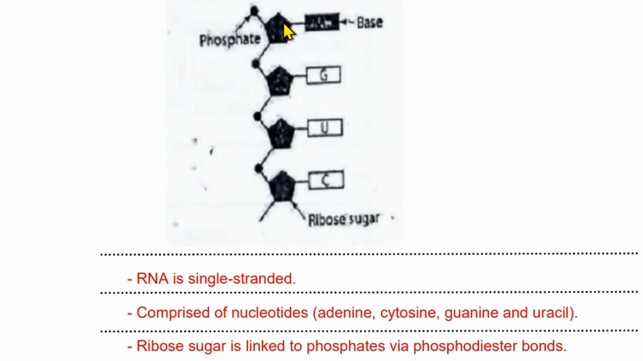Now in DNA, this would be a deoxyribose sugar. The only difference between deoxyribose and ribose is that deoxyribose lacks a certain oxygen atom. So the sugar is linked to phosphates, and these bonds that you're seeing here connecting the sugar to the phosphate are called phosphodiester bonds. So this is going to be like a ladder of molecules forming this nucleic acid.